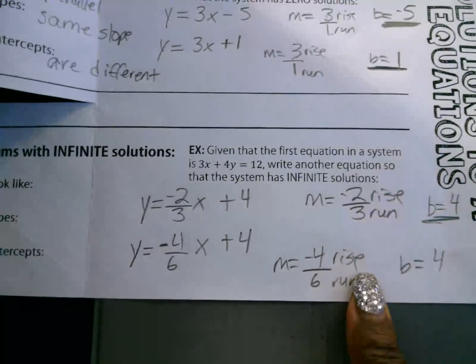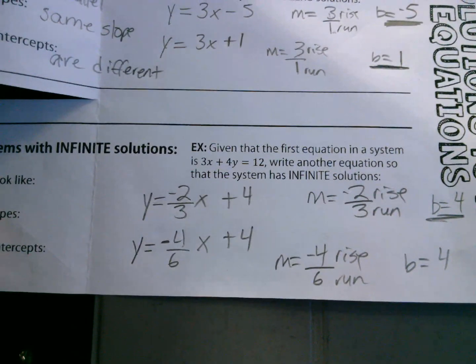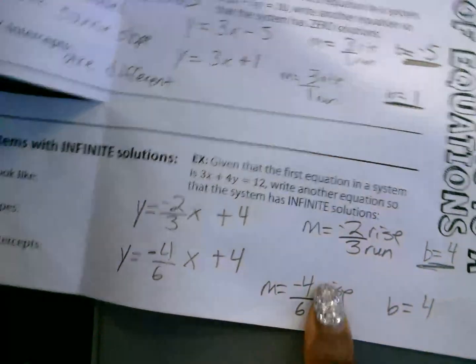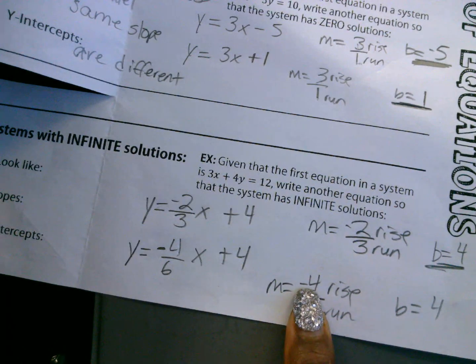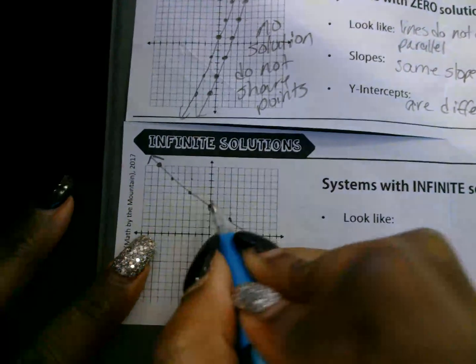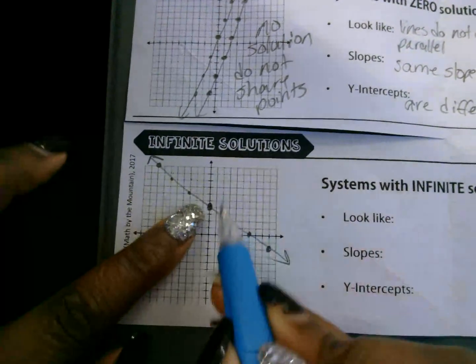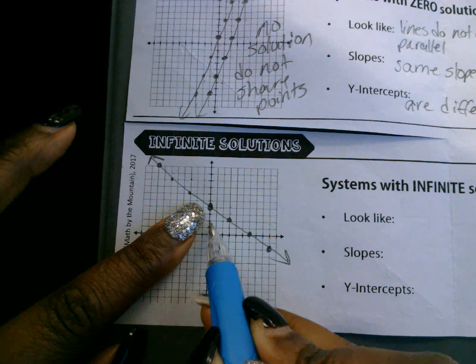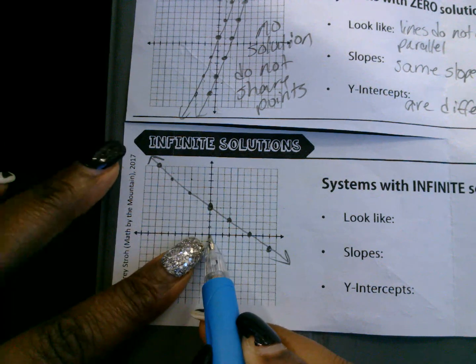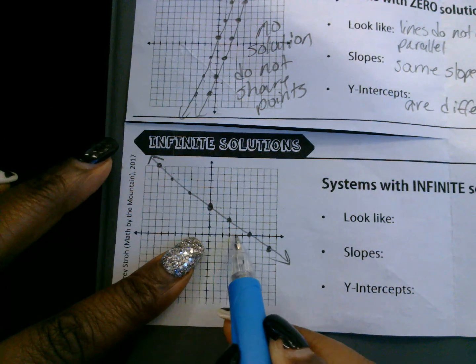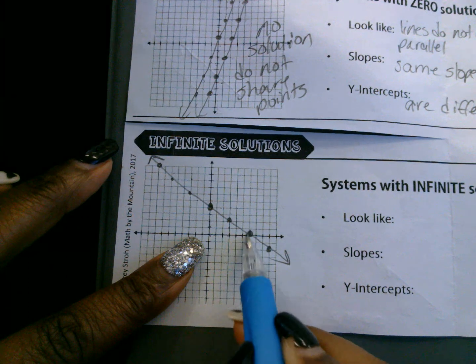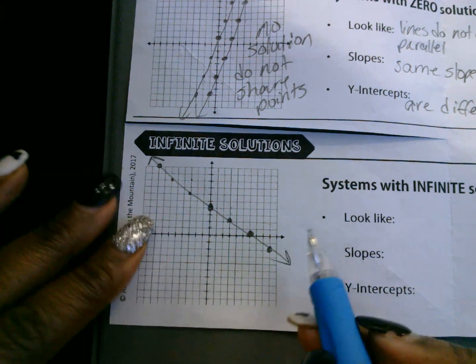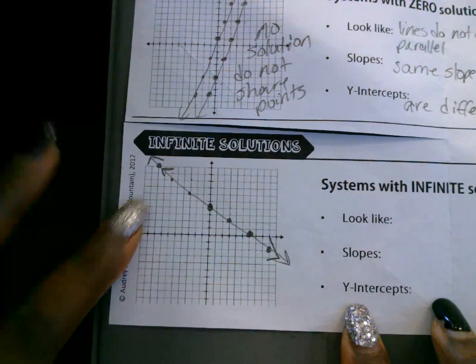I'm going to go back. Let me pause. All right. The last one, start at 4, down 4, right 6. Here's 4, down 1, 2, 3, 4. To the right, 1, 2, 3, 4, 5, 6. And what you notice is that it's going to be the exact same line.